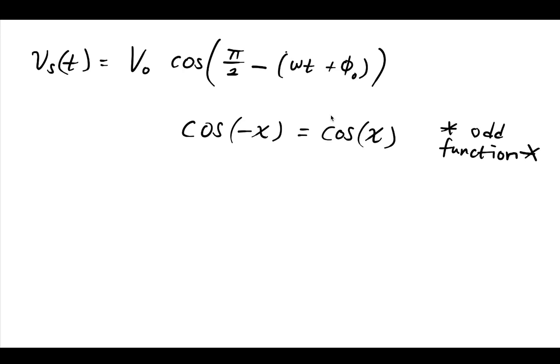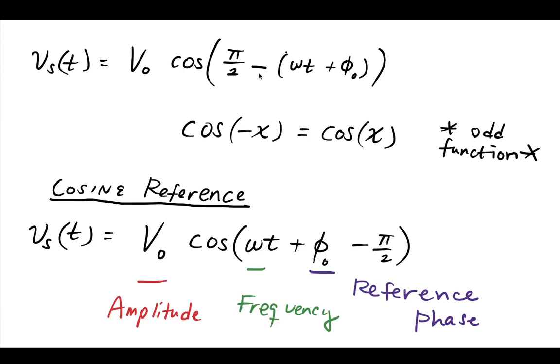Now, if we realize that cosine is an even function, we can eliminate this and then turn this into this standard cosine reference where we have, again, a voltage source. We've converted it into a cosine. We can easily see the amplitude, frequency, and reference phase, so we'll call it standard. And we also have the case where the frequency component and the reference phase have a positive sign in front of it. So this is how you convert from a standard sine wave into a cosine reference wave.